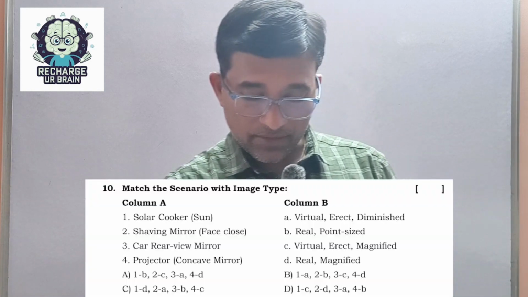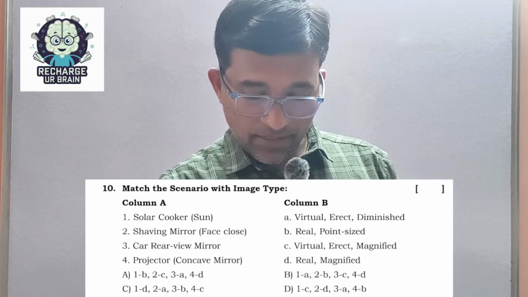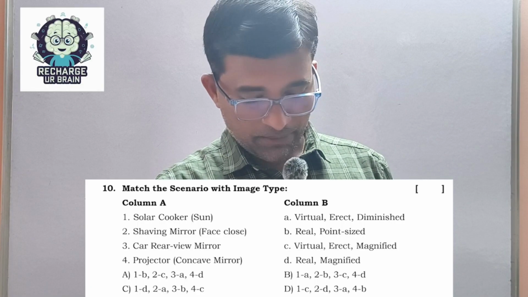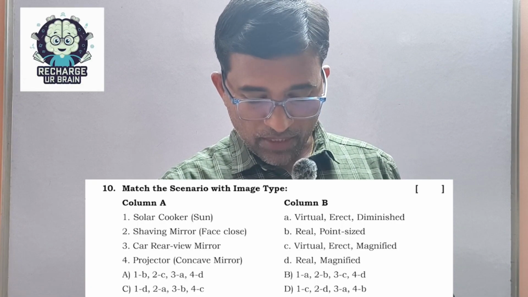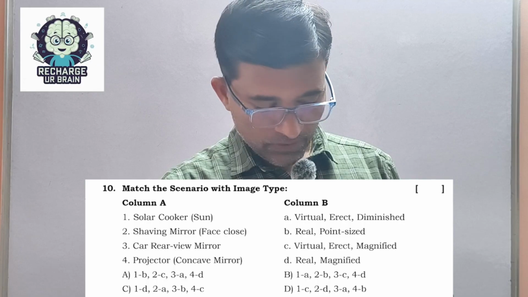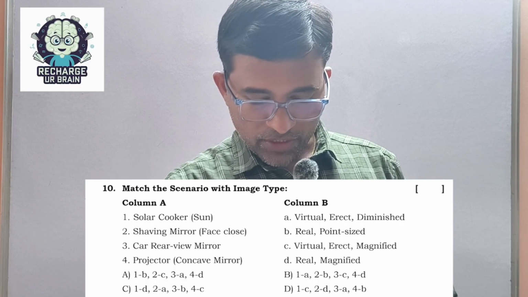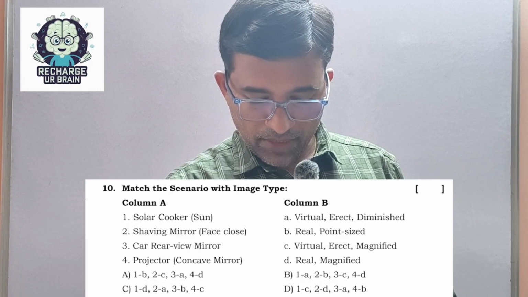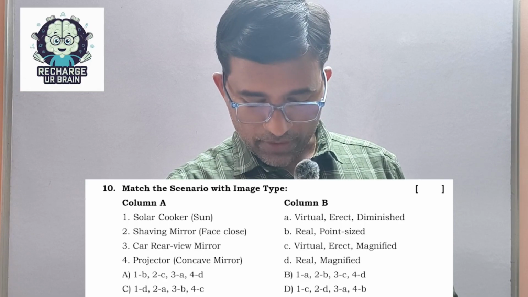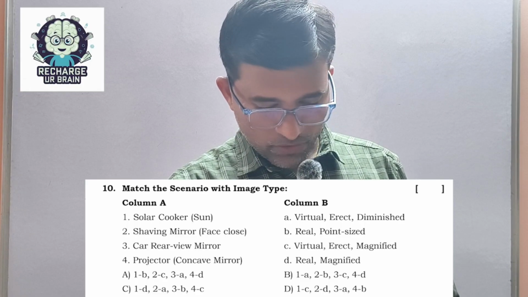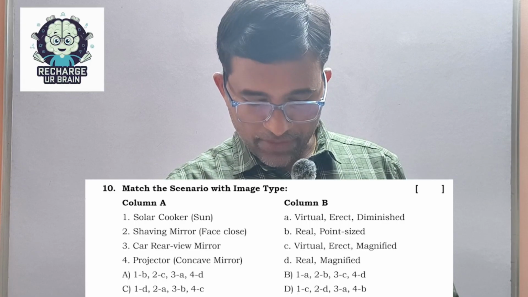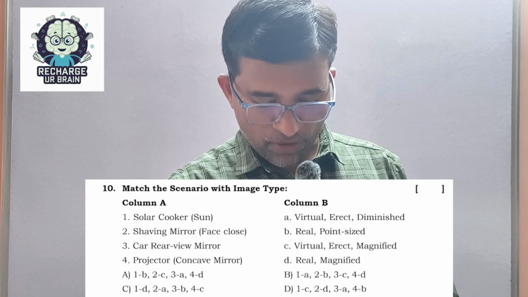And next one, 10th matching. Match the scenario with the image type. Okay, column A we have solar cooker, sun. So for the 10th question, we are going to check with the column A and column B matchings. Solar cooker, that is sun. Solar cooker, we have a real point sized image it forms.